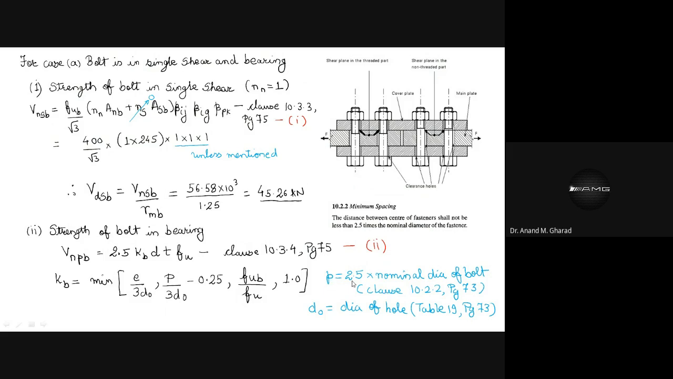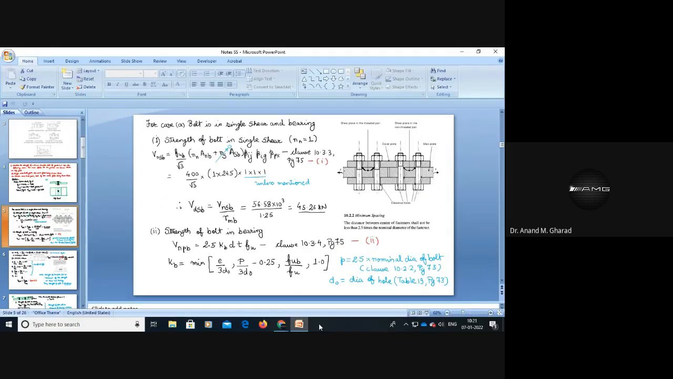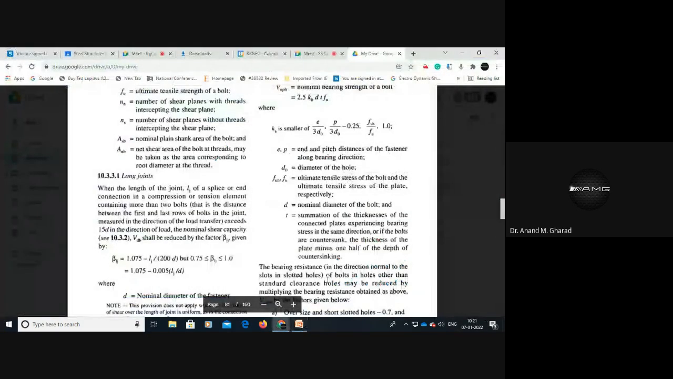Small p, as per your IS code, which is given on page number 73 in this clause, P is equal to 2.5 times the nominal diameter of the bolt. And D naught is given as the diameter of the hole. This diameter we will be calculating from Table 19, which is given on page number 73. So let me refer to page number 73.